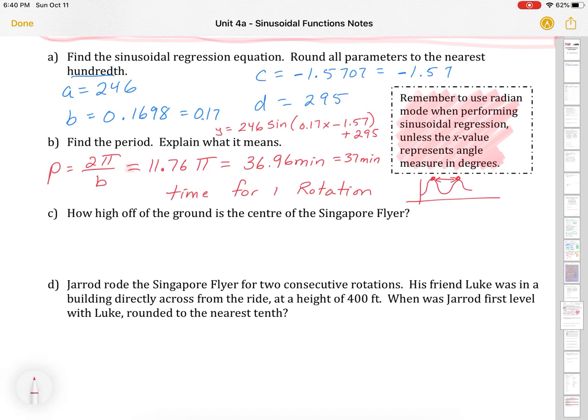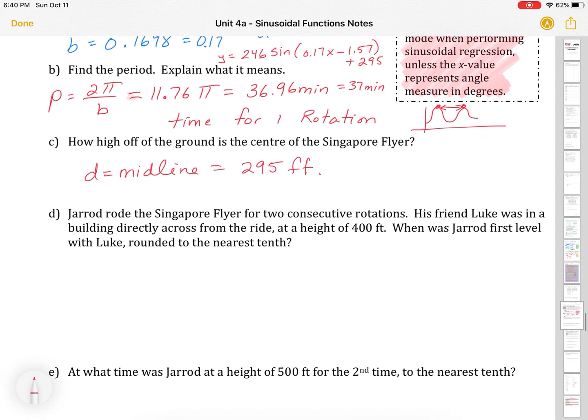How high off the ground is the center of the Singapore Flyer? Well, if we're looking for the center, then we're looking for the midline, right? What's in the middle? So D equals our midline, which is equal to 295 feet. Okay? So that's your middle position, right?